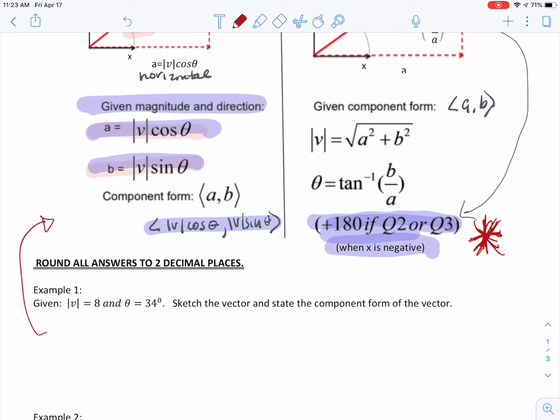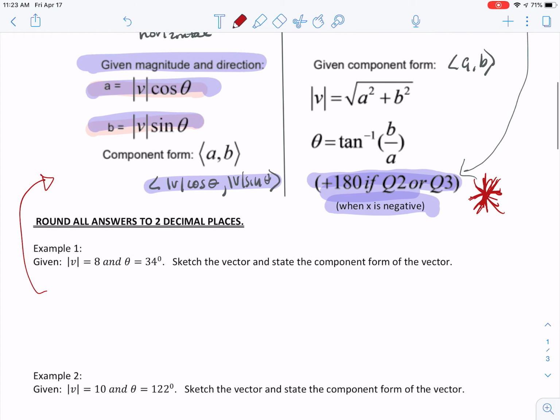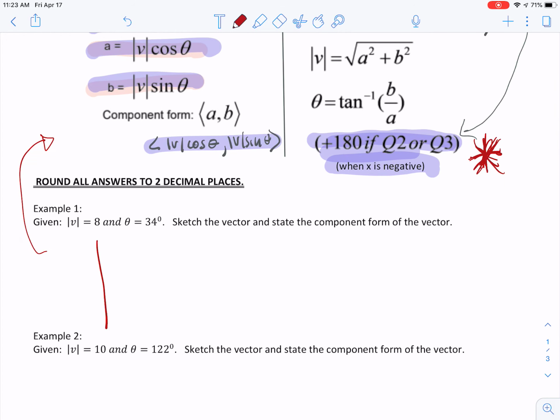It says sketch it and state the component form. So first I'm going to sketch it on a coordinate plane. Let's make these straight. So if I come down like this, and then I go across like this. The angle would be 34 degrees. So that's a little bit less than halfway through that, and then the length would be 8. So it's something like this, where this is 34 degrees, and this length is 8.